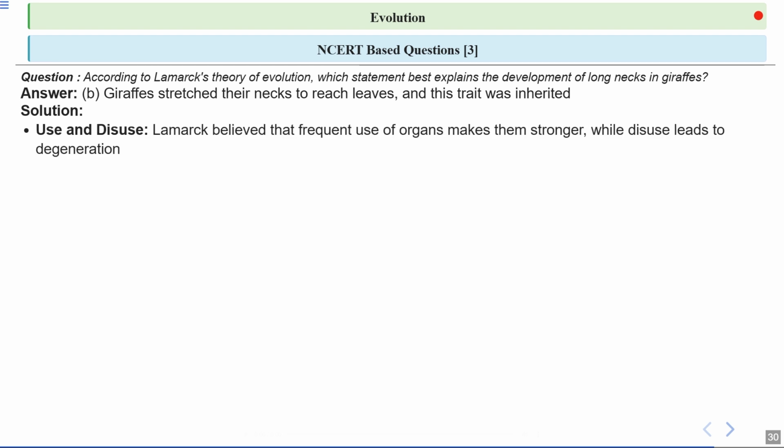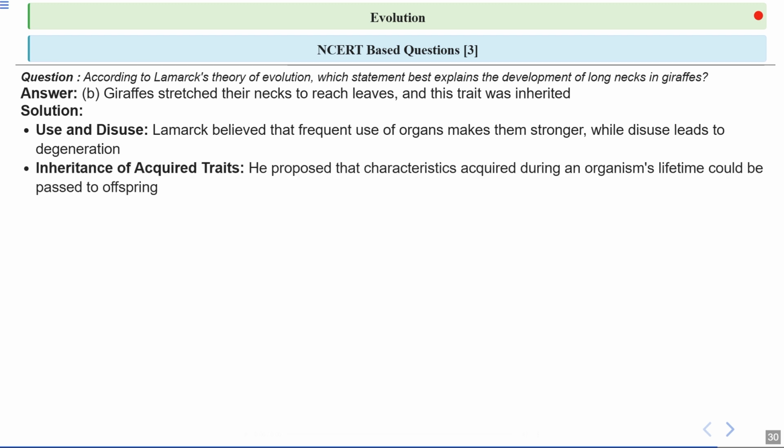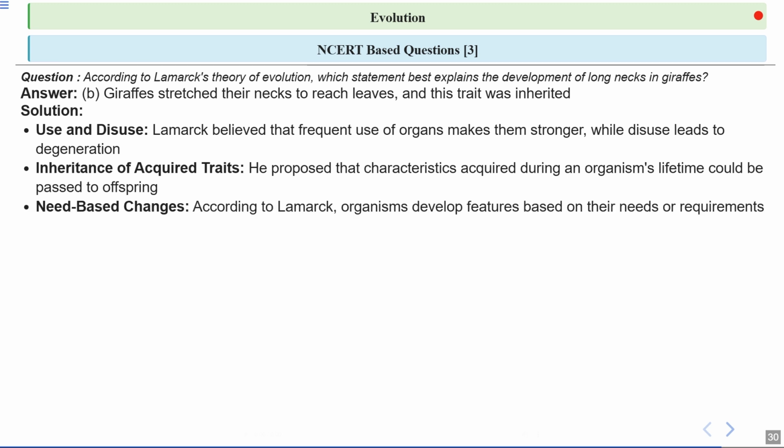So Lamarck believed that frequent use of organs makes them stronger, while disuse tends to degeneration. He talked about the inheritance of the acquired traits. Acquired traits are traits which are acquired during the lifetime. He proposed that characteristics acquired during an organism's lifetime could be passed to the offspring. Okay, so he talked about the need-based changes.